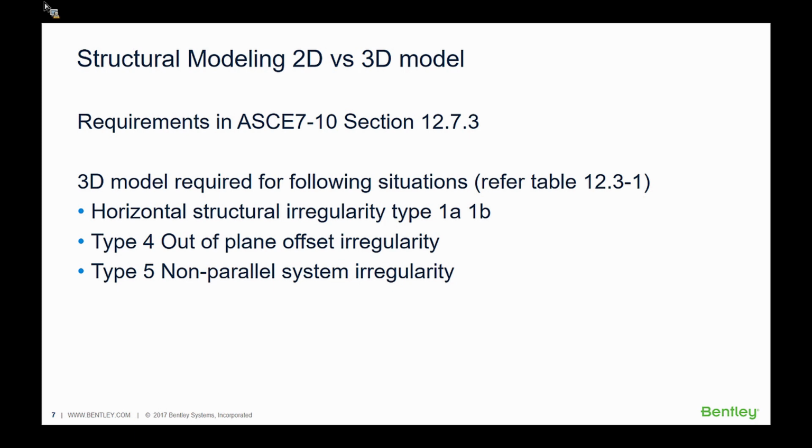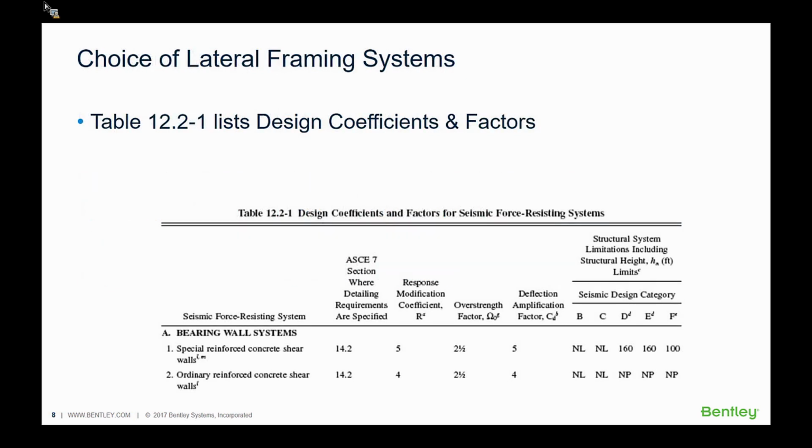These horizontal irregularity types are all detailed out in table 12.3-1. Types 1A and 1B refer to torsional and extreme torsional irregularity. Type 4 is basically an out-of-plane offset irregularity when at least one of the lateral force resisting elements is offset in plan, leading to discontinuity in the flow of the lateral force through the structure. And type 5 refers to lateral force resisting systems not being parallel to the major orthogonal axis.